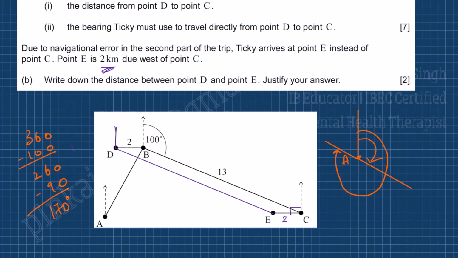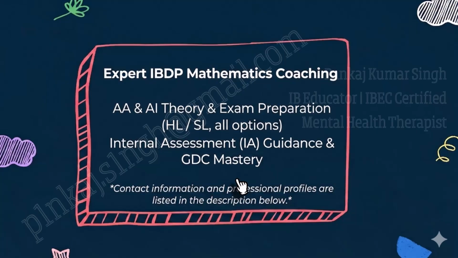This angle is 90 and so is this angle 90. That tells me that DB and EC are parallel to each other and also equal to it, right? And if I consider the quadrilateral DBCE, one pair of opposite sides are equal and parallel, and therefore DBCE would become a parallelogram. And that would tell me that the distance DE is simply 13. And that's the end of the solution. Thank you. Goodbye.